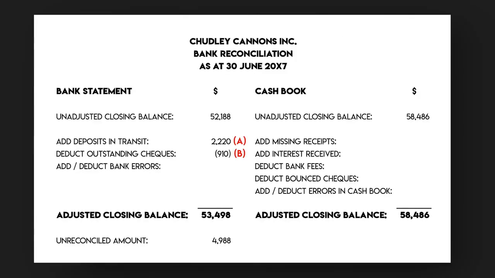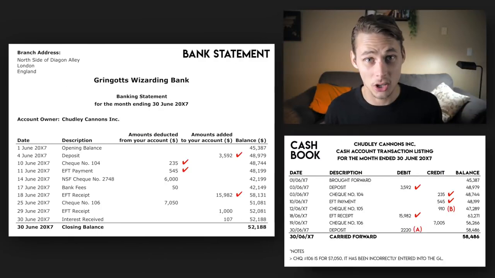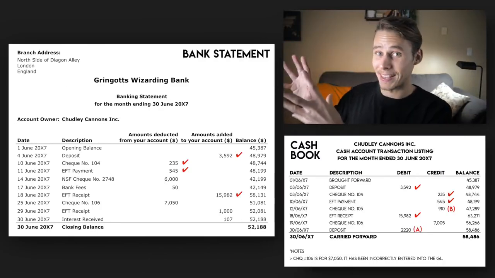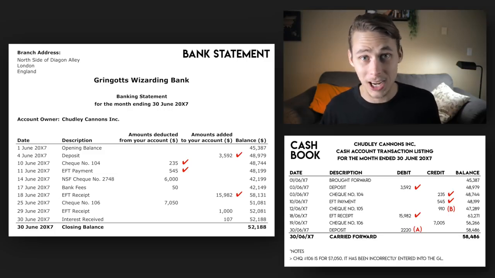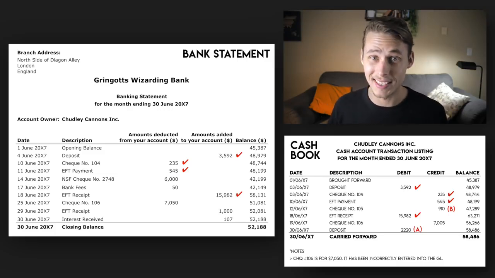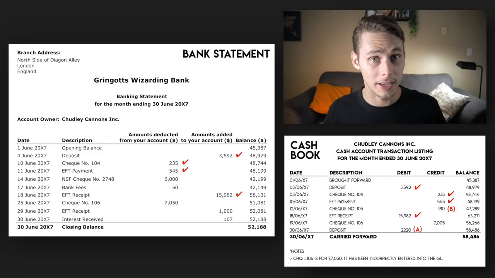We've already written down some of the common omissions in our bank reconciliation template. So let's work through these. Missing receipts are amounts that have been added to our bank account that we haven't recorded in our cash book. In this bank statement, we can see that the Cannons have received an electronic fund transfer for $1,000 on the 29th of June, and I can't see it anywhere in the cash book, so we must have missed this one out. Let's reference that as transaction C and add it to the cash book balance in our bank reconciliation.